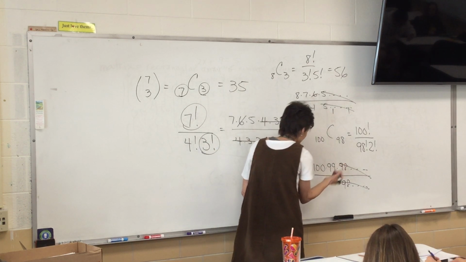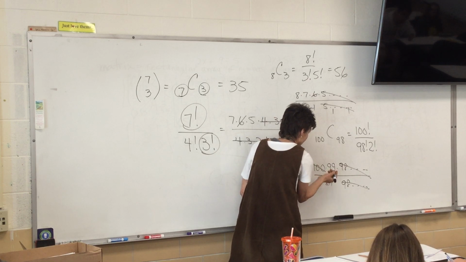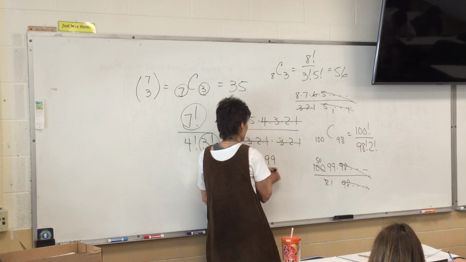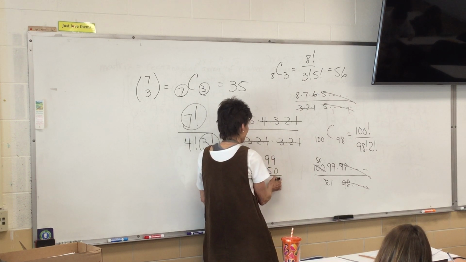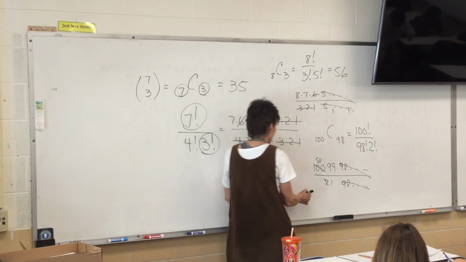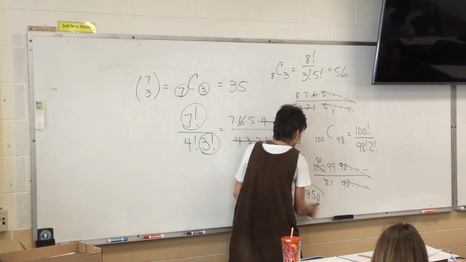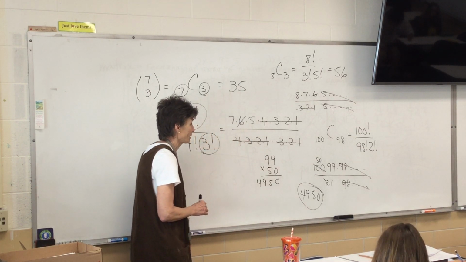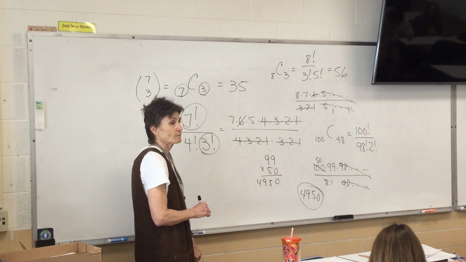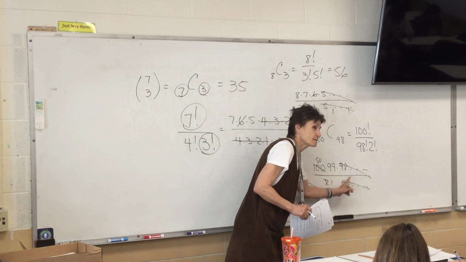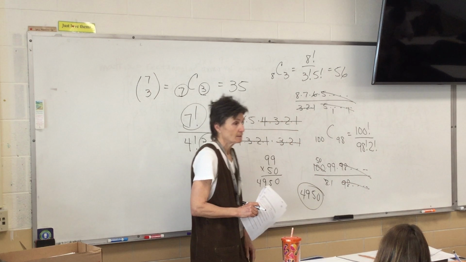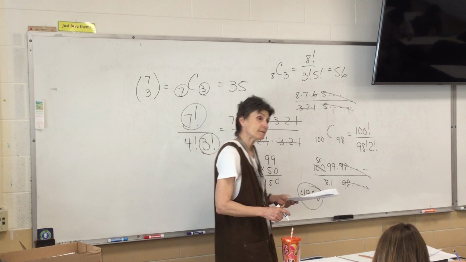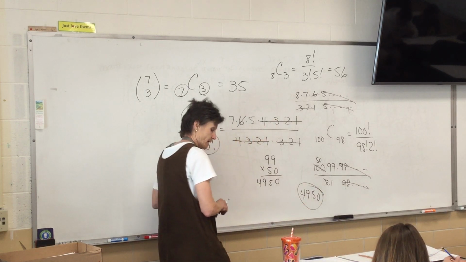So if you want to continue canceling, 2 will cancel into 100 and leave 50. So 99 times 50 is going to be our answer. So 4950 is the answer to the problem if I applied right. See how that cancellation works, kids? It happens every time. All right, would you try D on your own? See if you can get D.